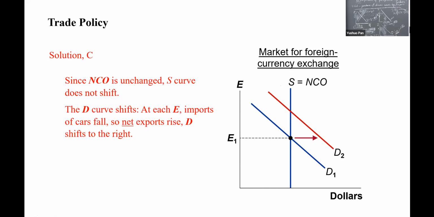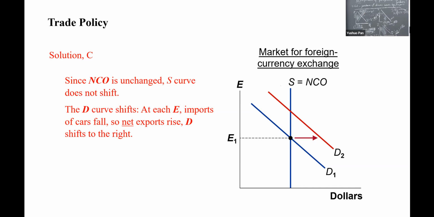Since R will determine the NCO, if R doesn't change, NCO doesn't change, and only NX changes. The D supply curve shifts at each exchange rate. Imports of cars fall, which means the net exports rise.